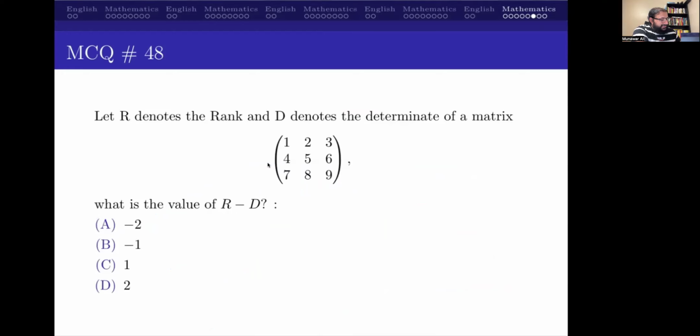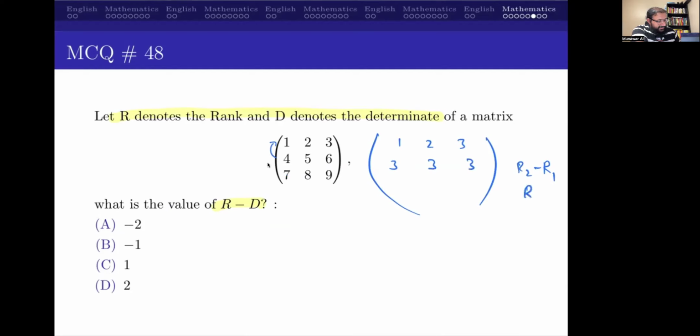MCQ number 48 is, we are given a matrix where R is its rank and D is the determinant, and we have to evaluate this quantity. So what am I doing? I'm going to reduce this to some echelon form or something like that. So 1, 2, 3 is same. I'm doing R2 minus R1. So 4 minus 1 is 3. 5 minus 2 is 3. 6 minus 3 is 3.